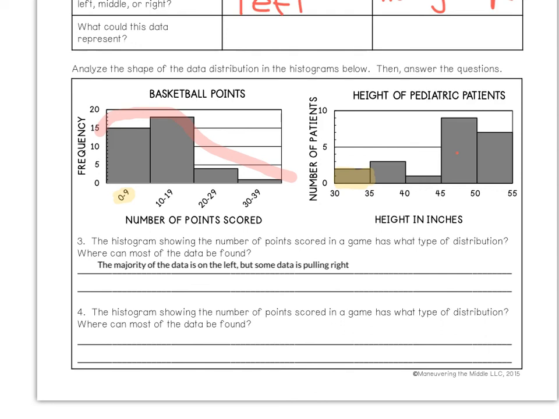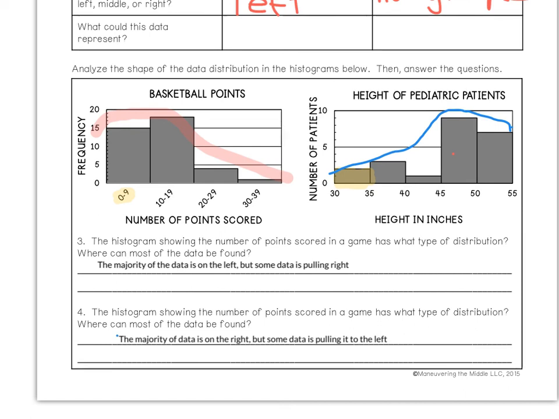Now, let's look at the histogram showing the height of pediatric patients. What type of distribution does it have? Where is most of the data? If I look at this, most of my data is over here on this right-hand side. Then I pull it down and you notice now there's a tail over to the left-hand side. So the majority of the data is on the right, but there's some data pulling it over to the left. So it's skewed left. So again, what you're going to write is the majority of the data is on the right, but some of the data is pulling it to the left.